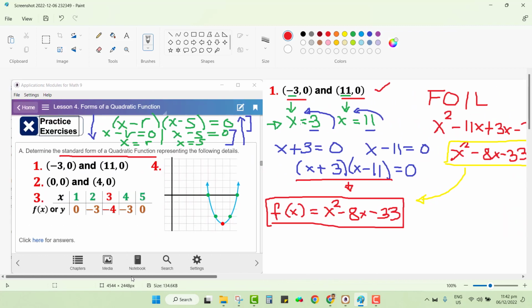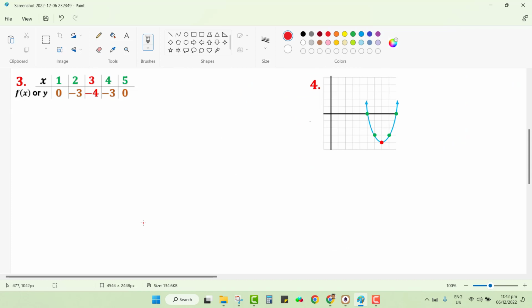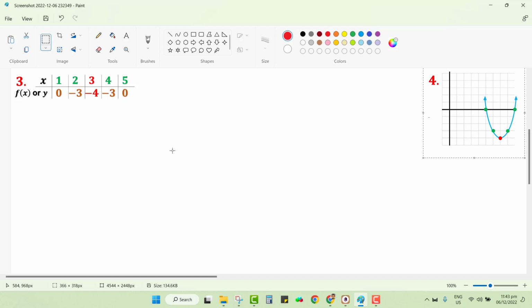Moving forward, for number 3, we are not given intercepts. We are given a table of values, but in this table of values, we can still draw intercepts. Before we proceed to that, let me move this graph a little bit farther, probably here. And what are those intercepts? As mentioned earlier, the intercepts are the points that are the common intersection points of the graph and the x-axis.